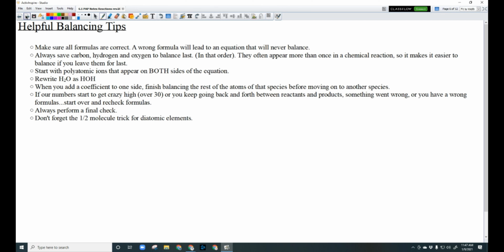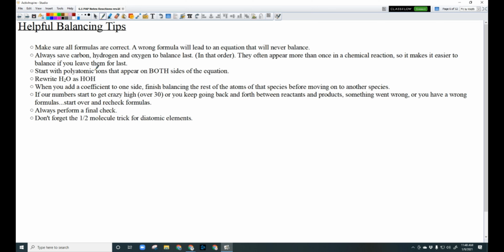A lot of times it's easier to rewrite H2O as HOH. You can see how things balance because, say for example, OH, the polyatomic ion, if you have OH on the right-hand side, maybe, but you have H2O on the reactant side, and it's written as H2O like this, you may not see that that polyatomic ion occurs on both sides. So from here on out, a lot of times it's easier to write H2O, water, as HOH. Okay, so that's just a little trick.